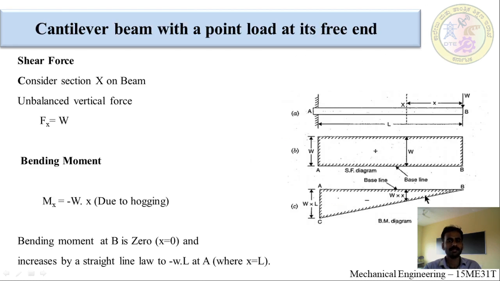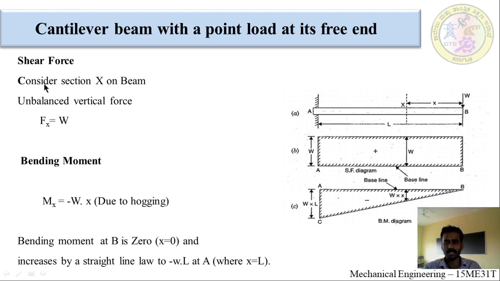Now we will discuss 2 cases of cantilever beam: a cantilever beam with a point load at its free end, and a cantilever beam with a UDL. So the first case is the cantilever beam with a point load at its free end. From the figure, there is a point load W at the free end of the cantilever beam. The length of the beam is L, and we are considering a section x at a distance of x from the free end. So how to calculate the shear force?